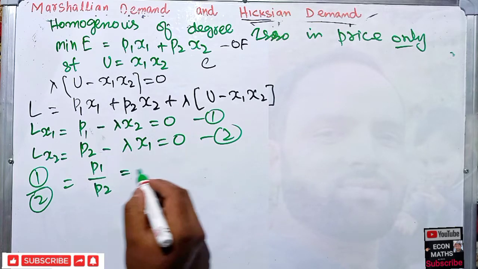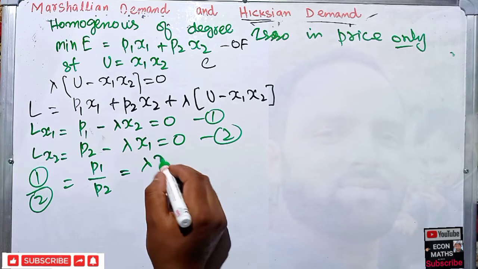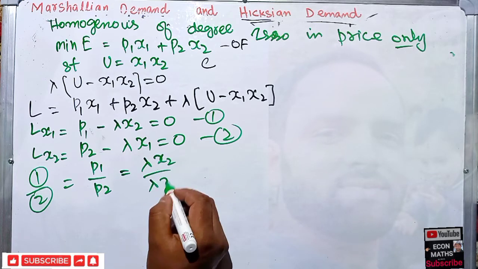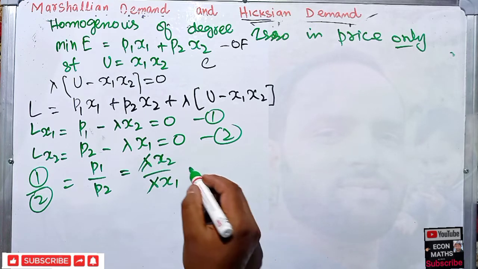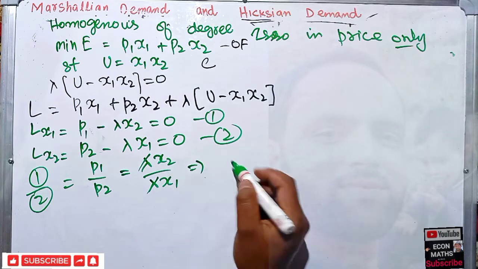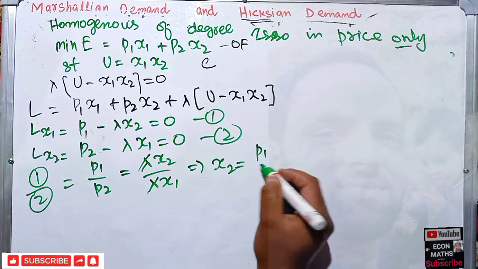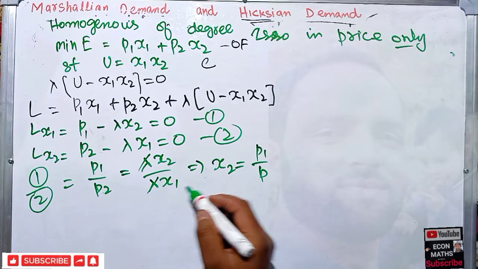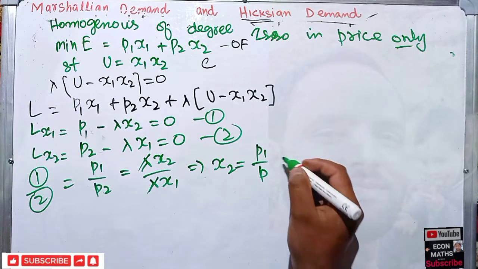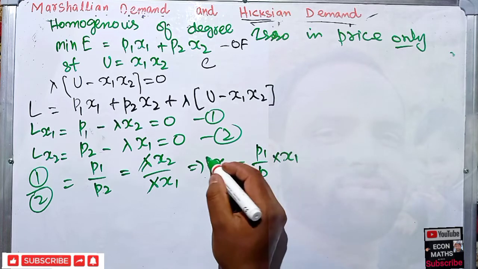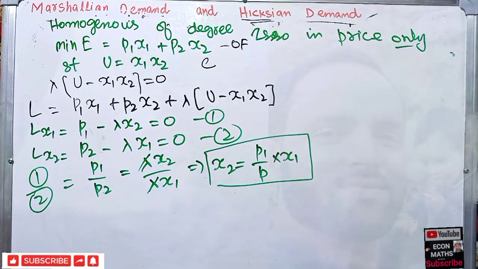Transposing these two, this will become positive, lambda x2 divided by lambda x1. Lambda will get cancelled, and we are left with x2 is equal to simply p1 divided by p2 times x1. When transposing, this will get multiplied, so this is x1. So this is our Engel curve.